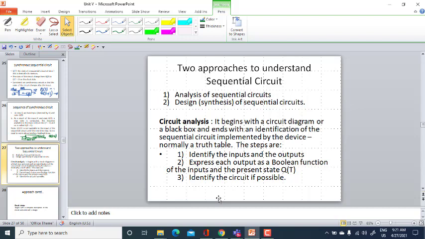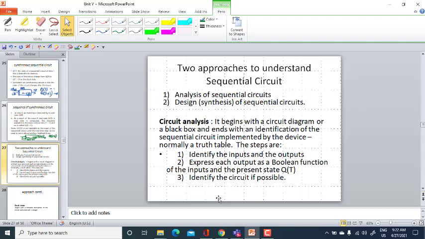Okay, so it begins with the sequential diagram or a black box and ends with the identification of the sequential circuit. How these steps are carried out is, first identify the input and output for the given sequential circuit. What is the input and what is the output of the sequential circuit, and express each output as a Boolean function of inputs and present state. Because in a sequential circuit your output depends on the input as well as the present state, that is said to be q of t, which is otherwise said to be the previous state output of the sequential circuit. And then finally identify the circuit if possible.